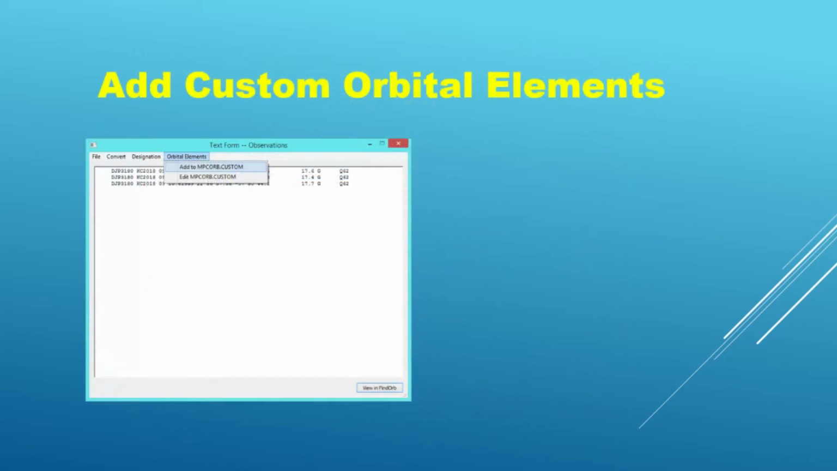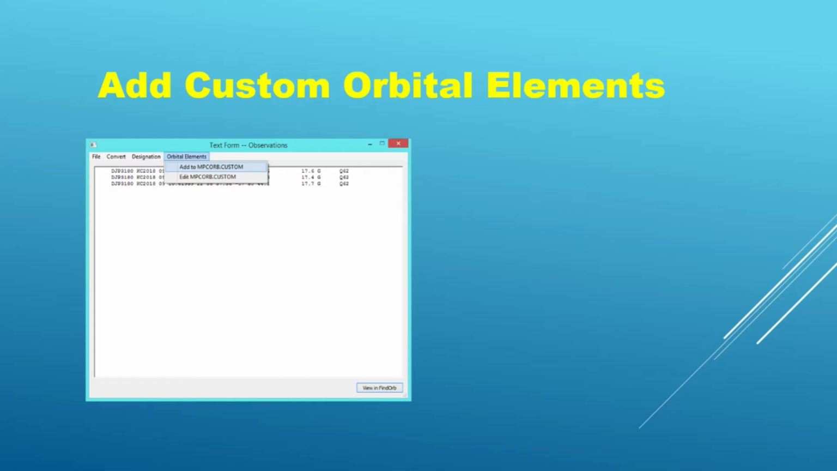Okay, so the next feature I mentioned is the ability to easily add custom orbital elements. So in the previous version, if you wanted to have custom objects show up in the known object window, you had to manually add those orbital elements to that file. So with this version, it's a bit easier.